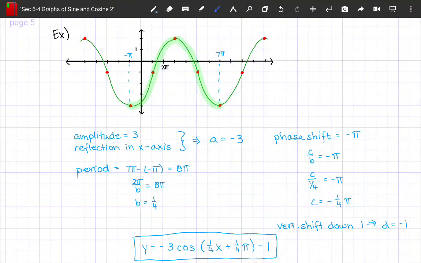The phase shift. If I start looking here instead, I've shifted to the left pi units. So my phase shift is -pi. And if c over b is -pi, I know b is 1/4. I can solve for c and get -1/4 pi. And my vertical shift is still down 1 unit. So now I get this equation.